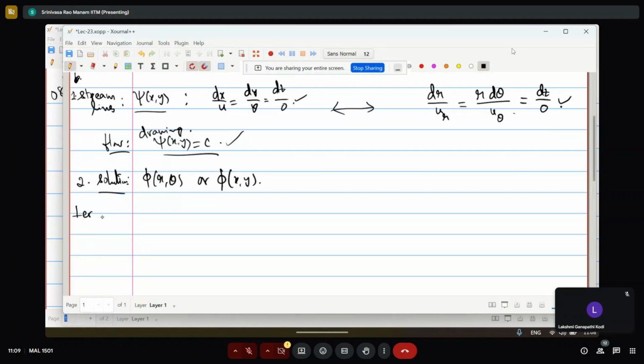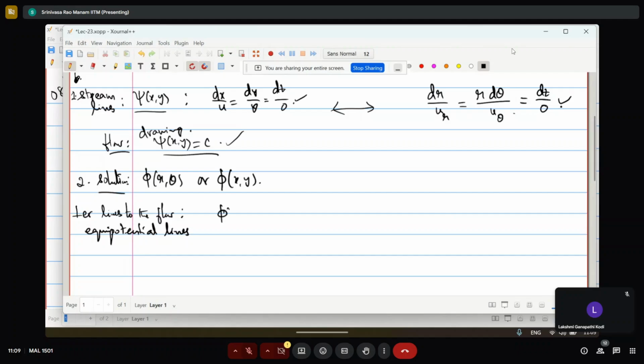Perpendicular lines to the flow. So what are these lines you call? Streamlines. What do you call the other ones? Equipotential. Equipotential lines. You draw them directly.